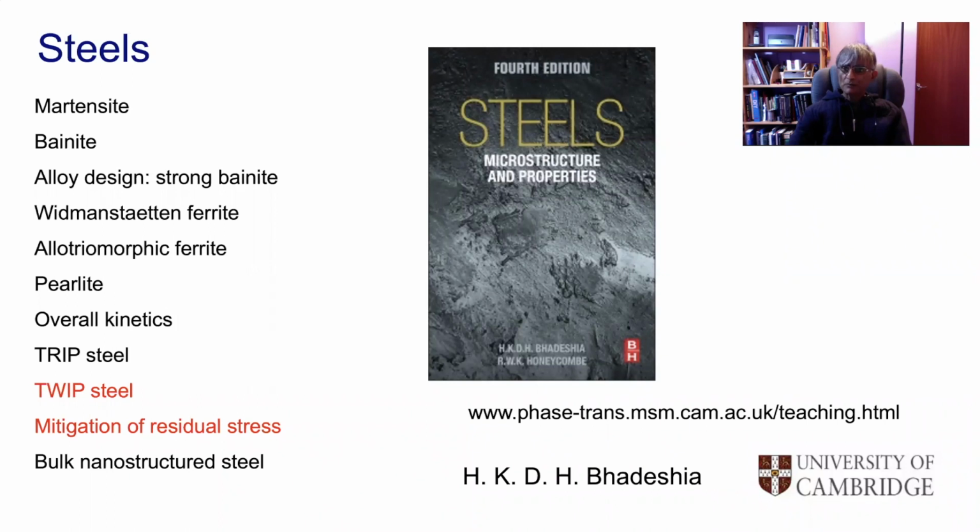Today I'm going to talk about twinning-induced plasticity steels and finish off completely on transformation-induced plasticity. Now, we have seen that martensitic transformations cause a shape deformation, and that shape deformation can be exploited to control, in particular, the onset of plastic instability in steels via the TRIP effect. Now, the shape deformation of martensite has a shear strain of the order of 0.26.